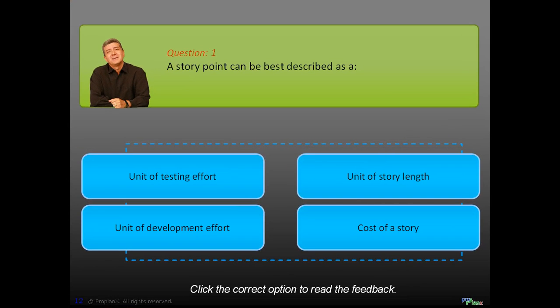Can you answer these questions, please? A story point can be best described as: A, unit of testing effort; B, unit of development effort; C, unit of story length; D, cost of a story. What is your choice?